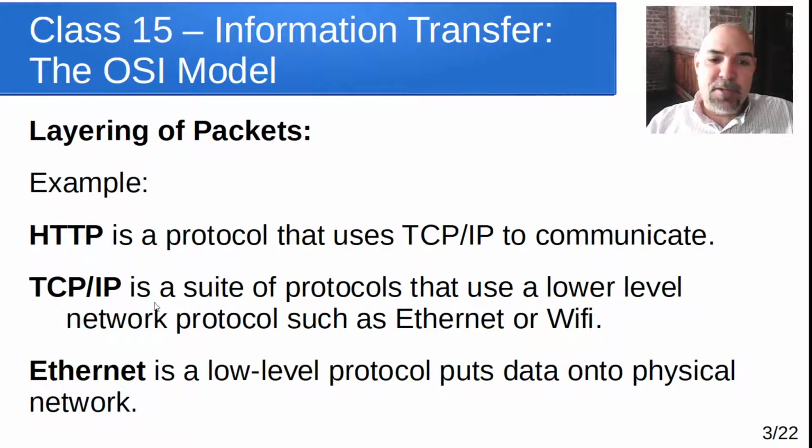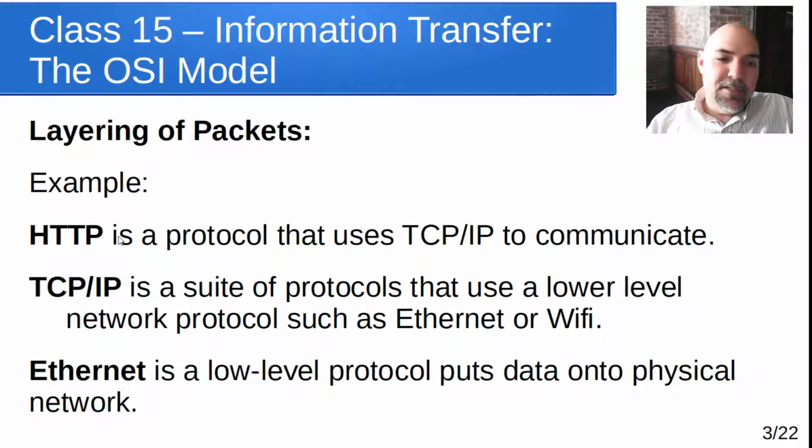And if we look at TCP/IP, that's a suite of protocols. It's really two separate layers there. TCP sits on top of IP. We're going to look at these in detail next class, but TCP sits on top of IP. And those themselves use a lower-level network protocol, such as Ethernet or wireless Ethernet, Wi-Fi. Ethernet is a low-level protocol that puts data onto the physical network. So you can see how these are layered on top of each other.